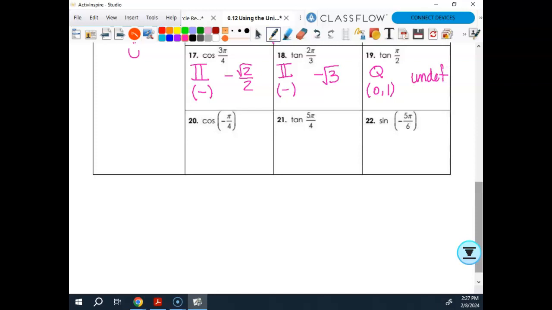Fabian, cosine of negative pi fourths. What quadrant is negative pi fourths in? 4. Good. Cosine positive or negative? All students take calculus. Positive, yeah, good. So it's positive, and what's the cosine of pi fourths? Good, square root of 2 over 2. Very good. Thank you. Ryan, tangent of 5 pi fourths. What quadrant is 5 pi fourths in? Third, good. Is tangent positive or negative? Positive, good. And then what is the tangent of pi fourths?